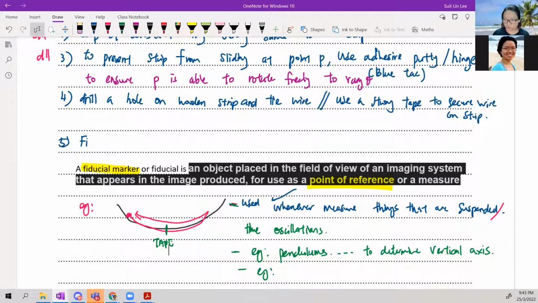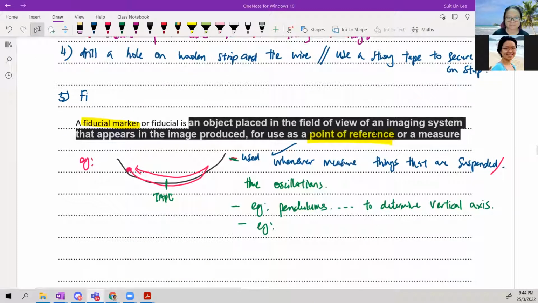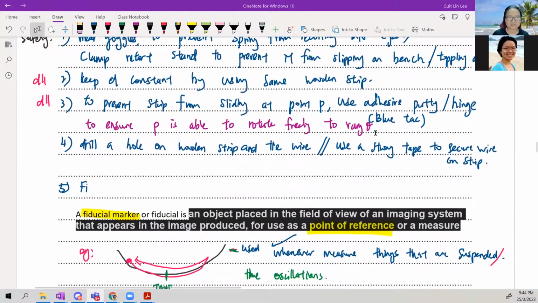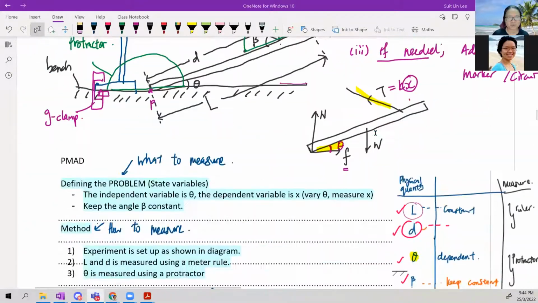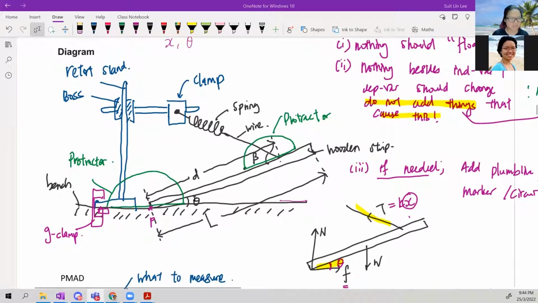So which one is suspended that we measure that probably needs some fiducial marker? It's like hanging halfway, neither here nor there. For example, do you think it's hard to measure theta? Do you think theta needs a marker? No need, teacher. I just put it on the table, then I measure the position of the wooden strip.